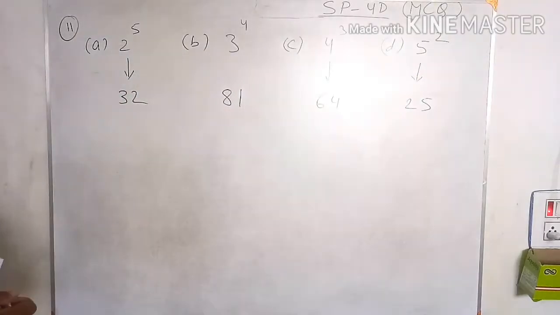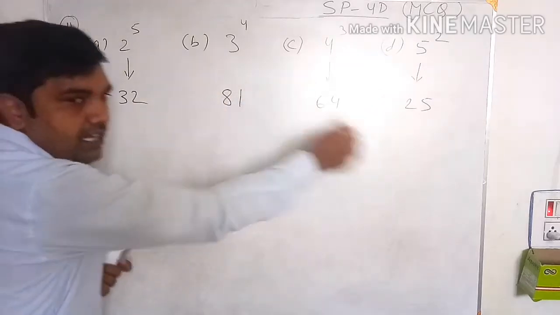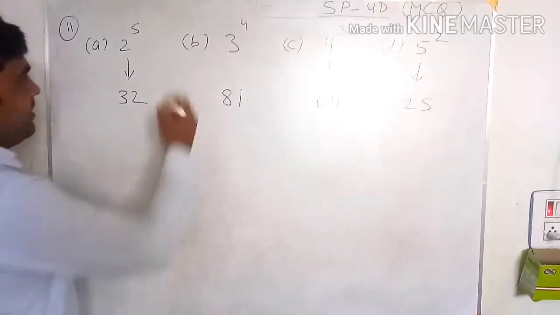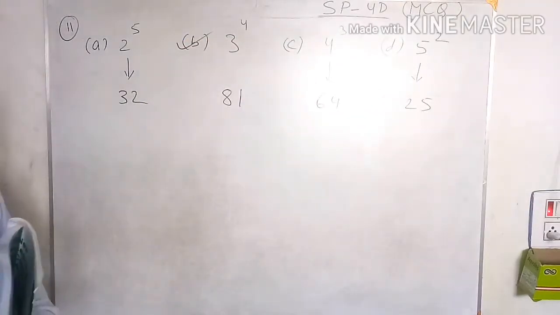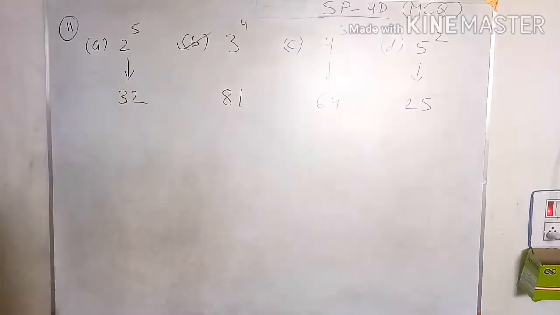Now see which value is the greatest here. Out of these, option B, 81, is the greatest among all the numbers. So option B is the correct answer. Okay? So option B is the correct answer.